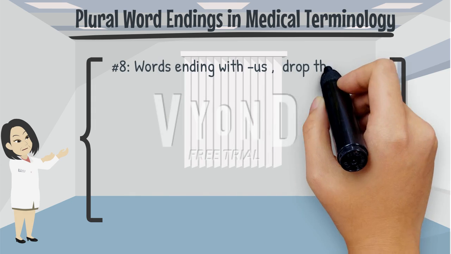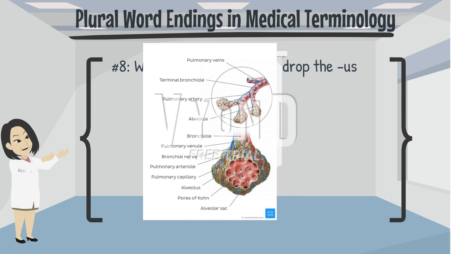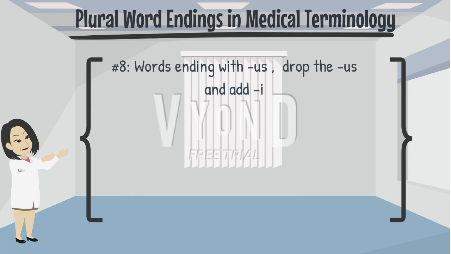Number 8. Words ending with US. When the singular form of the word ends with US, drop the US and add I. For example, alveolus, alveoli, calculus, calculi.